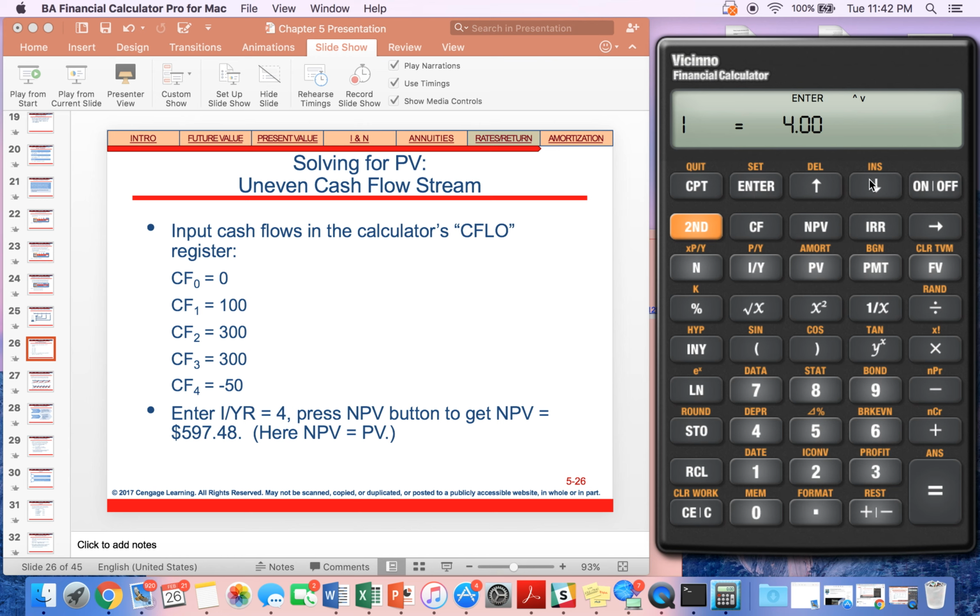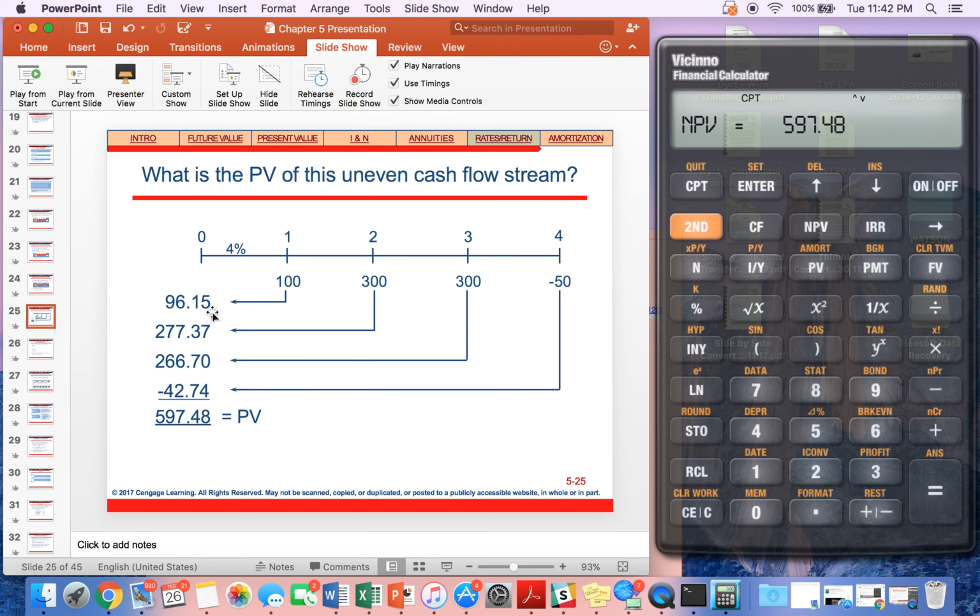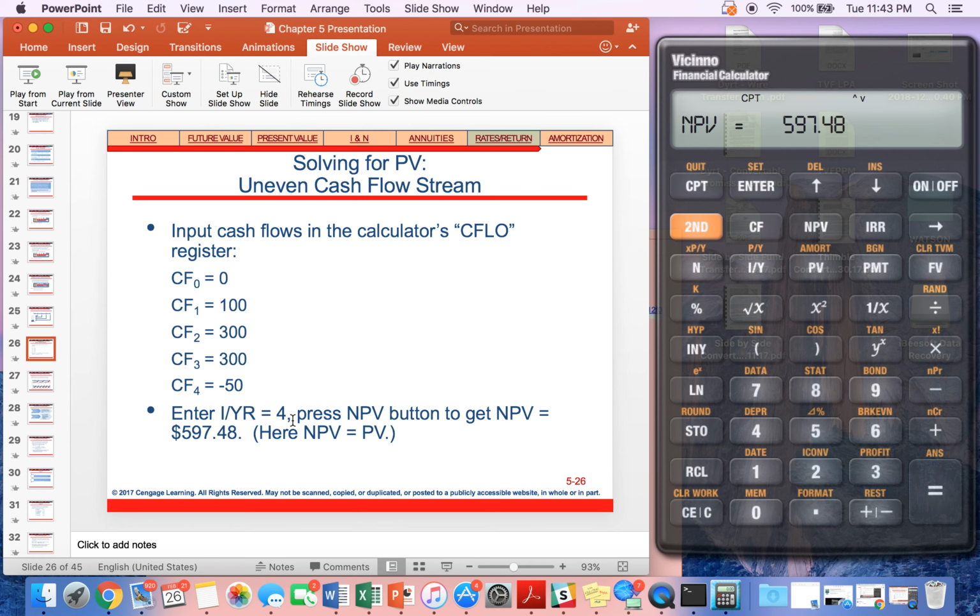Then we're going to arrow down, and we're going to come to this input called NPV, which is that net present value. After we've entered all of our cash flows and all of our frequencies and our interest rate, we just simply click compute. You'll notice that this $597.48 is the same number that we came to when we individually discounted each of these cash flow streams. My recommendation to you is to use your cash flow register.